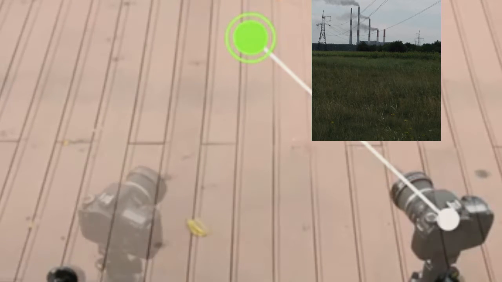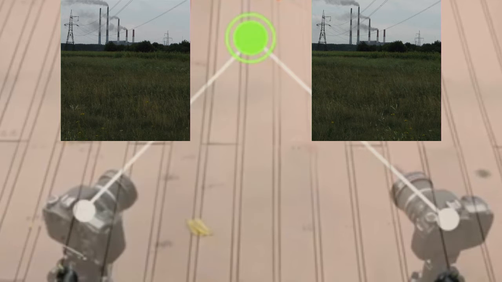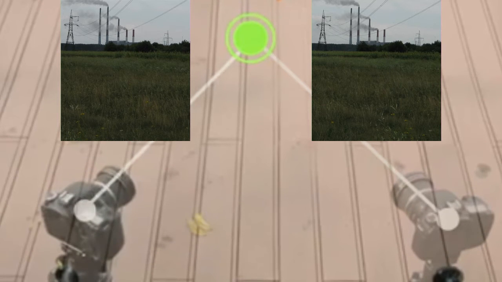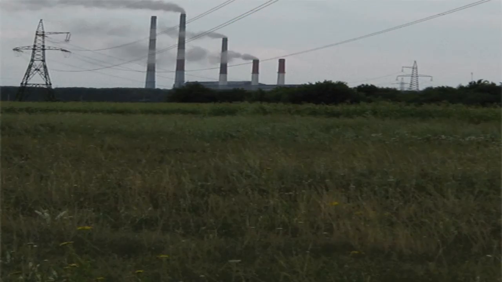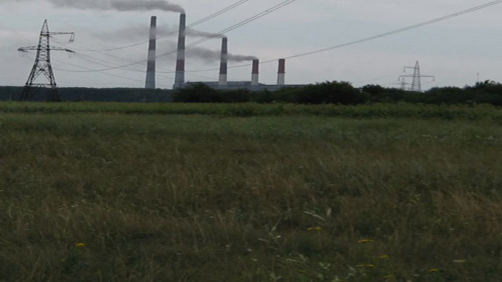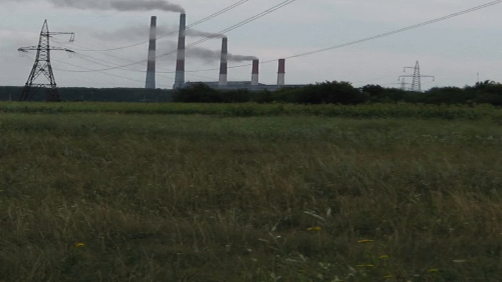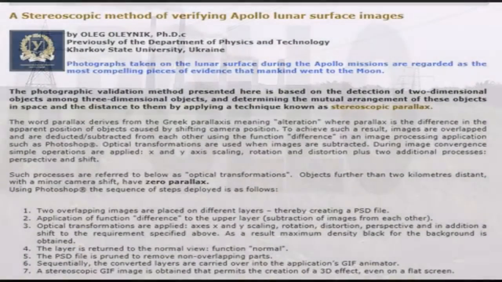This is a very interesting method to analyze pictures, where they take various moon landing photos and they basically do what you see here. They compare the differences in movement to see how far away the landscape is in the background. Okay, it's a stereoscopic method.